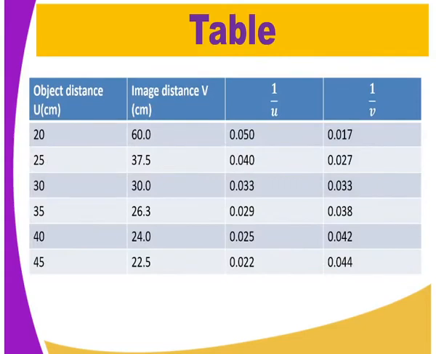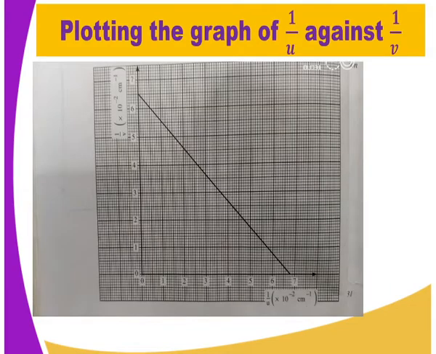Determining, obtain the values of V and the values of U with their corresponding values of 1 over U and 1 over V. Having these values, then we can use the values of 1 over U and 1 over V to plot the graph. So from the image, you can see the graph. On our graph, we have plotted the value of 1 over V against 1 over U.